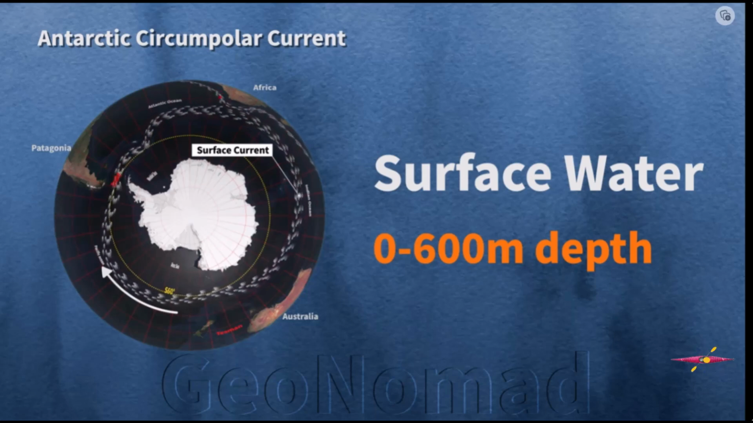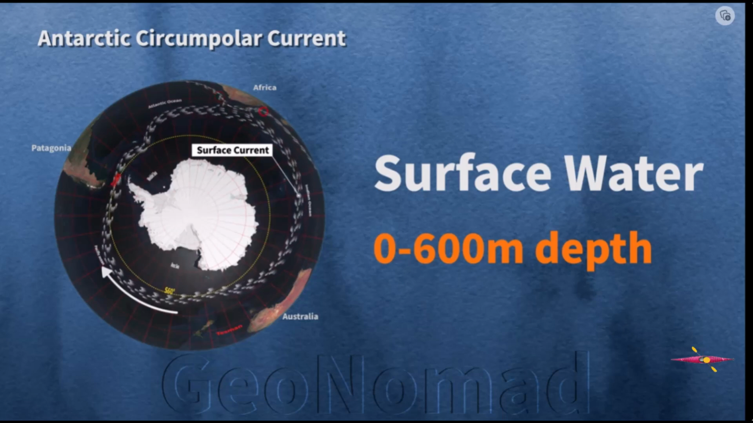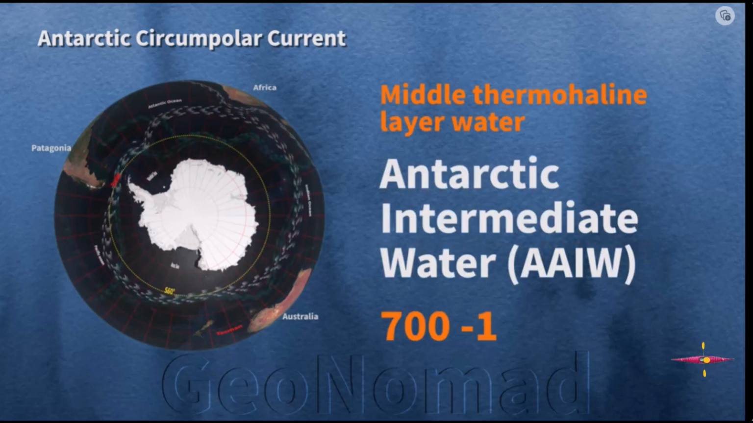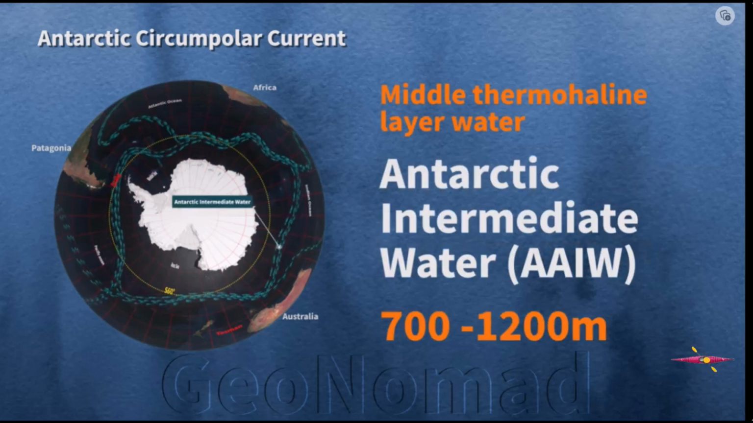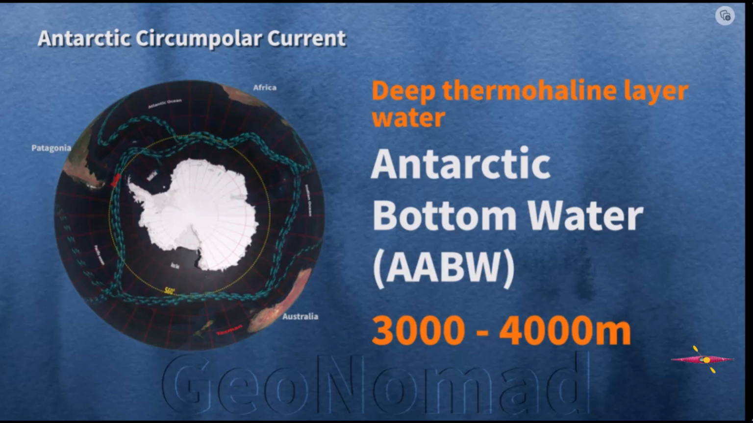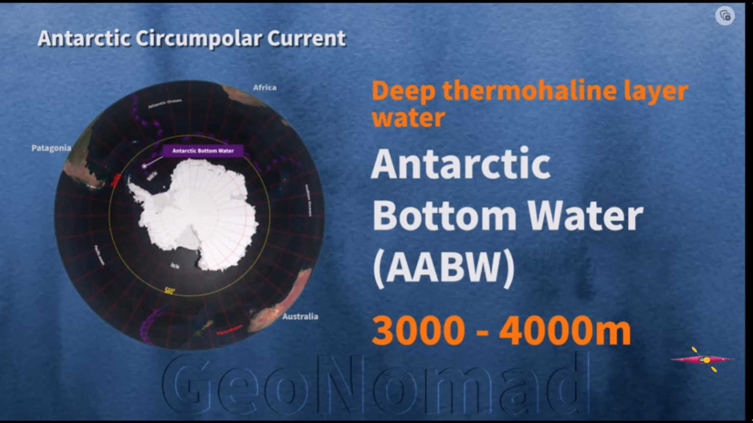On the other hand, the warm seawater passing through the Pacific Equator passes through the Indian Ocean and flows into the Antarctic Circumpolar Current. Another ocean current that circulates Antarctica is the middle thermohaline layer water, which flows between 700 and 1200 meters depth. This is Antarctic Intermediate Water, or AAIW. The third is the deep thermohaline layer of water flowing between 3,000 and 4,000 meters. This is Antarctic Bottom Water, or AABW.